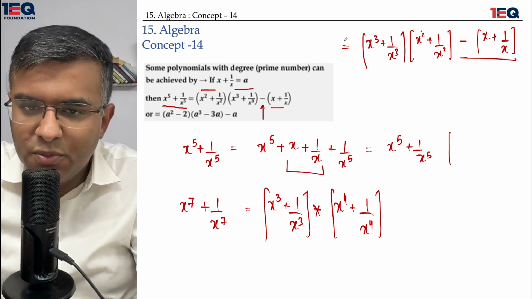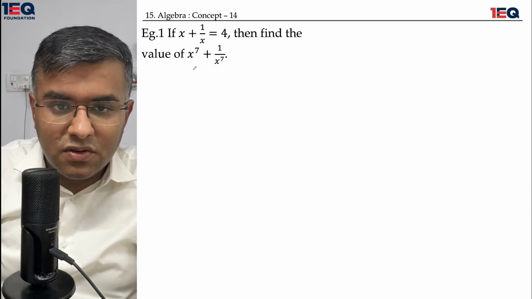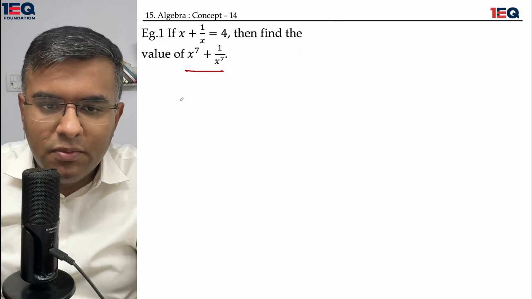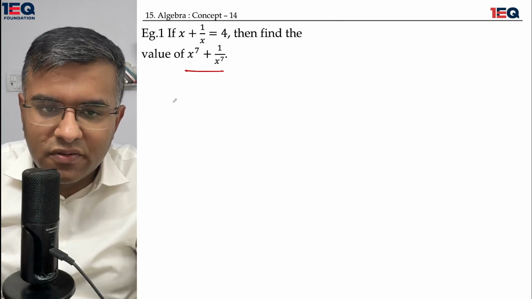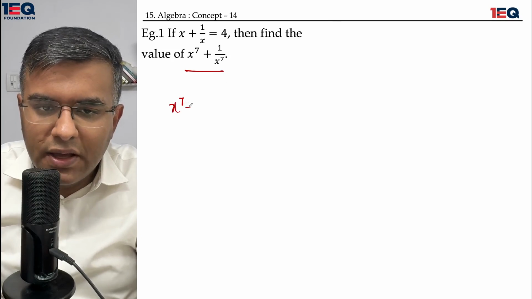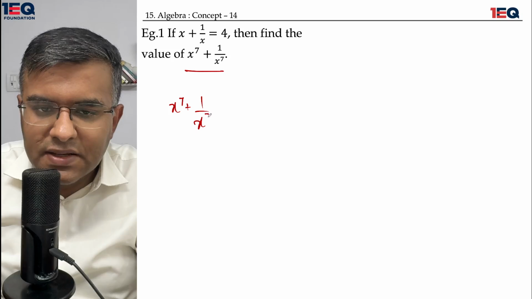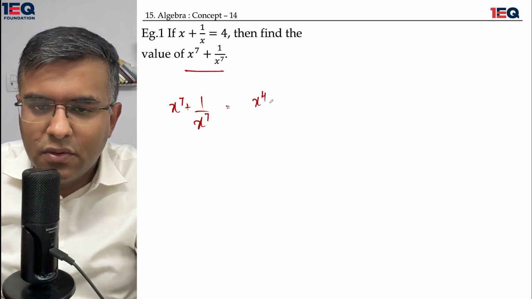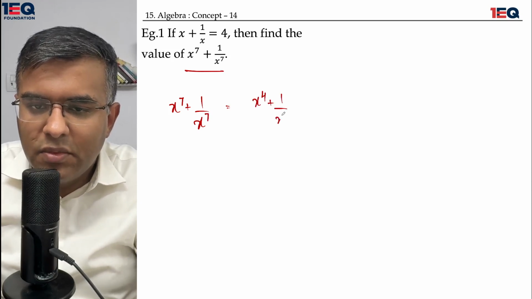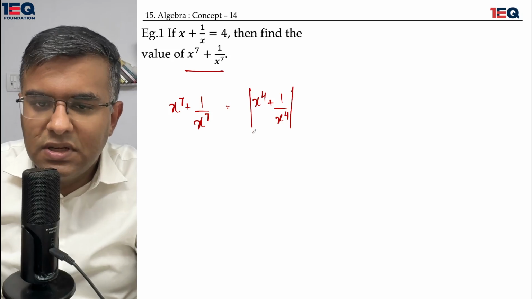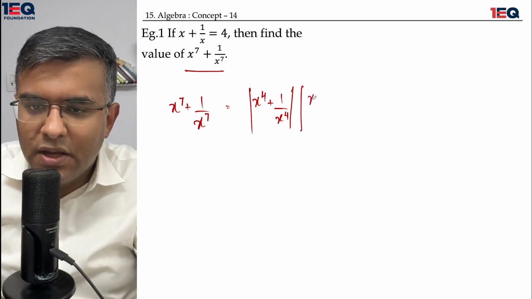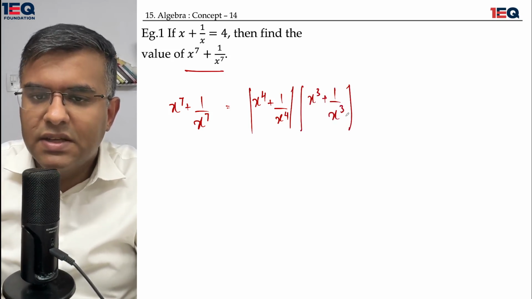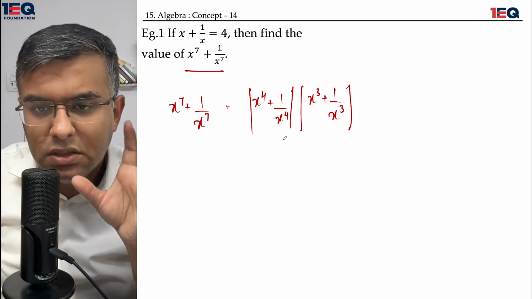Okay, so I'll be moving on. Now we have x raised to the power 7 plus 1 by x raised to the power 7. No problem. I'll first create a formula out of it, then only I'll go ahead. x7 plus 1 by x7 has to come with x4 plus 1 by x4. This entire situation would be multiplied by x3 plus 1 by x3. The situation is clear.